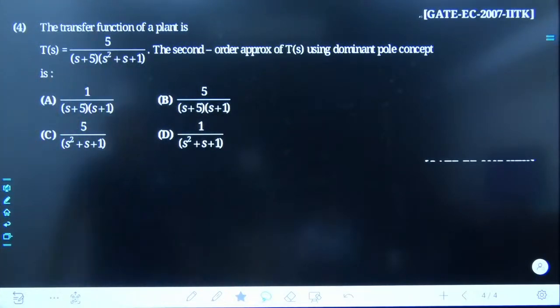The transfer function of a plant, again I am saying, could be a chemical plant or a mechanical plant. So you need not worry about where the transfer function has come from. You have to focus on the transfer function itself.